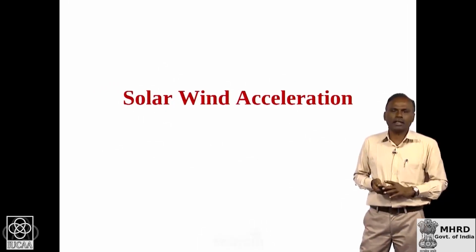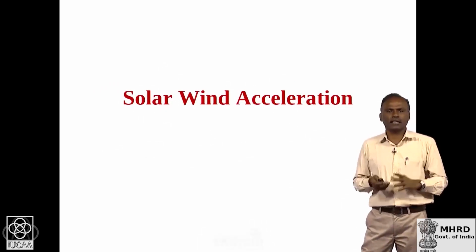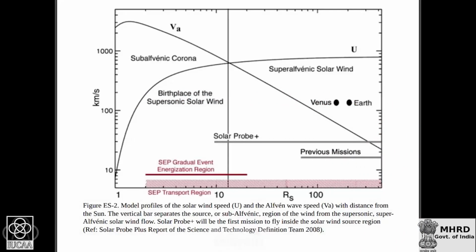So, the solar wind acceleration. How the solar wind is getting accelerated from the sun to about 10 or 20 solar radii actually. This plot shows the speed variation from the sun to Earth orbit. How the solar wind speed is increasing from the near sun region to about 20 solar radii and beyond, and how other properties are also changing. We will see this plot in detail.